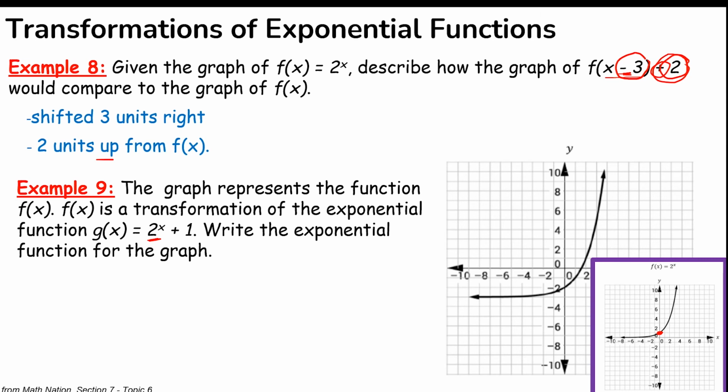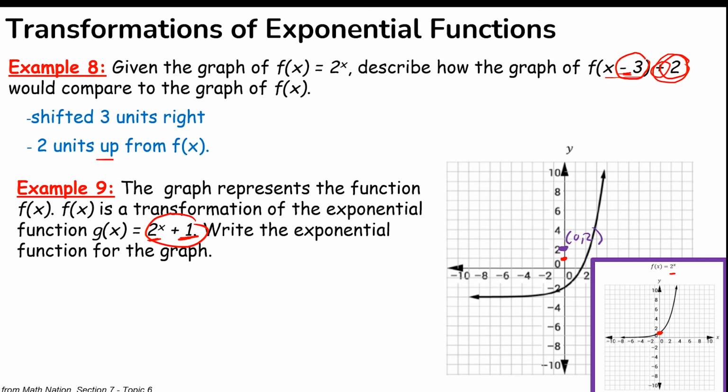All right, so looking at the function g of x here, since we see that plus 1, the g of x is translated 1 unit up from our parent function here of 2 to the x power. So it would be translated up. So the new y-intercept would be at 0, 2.